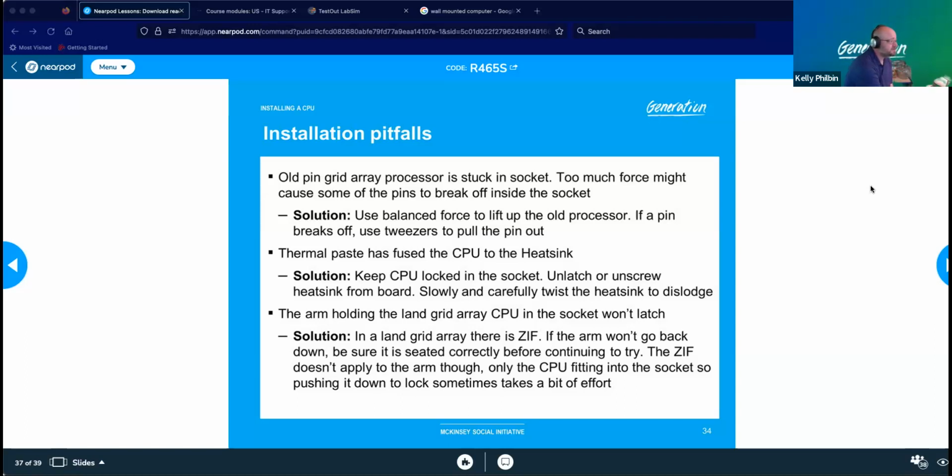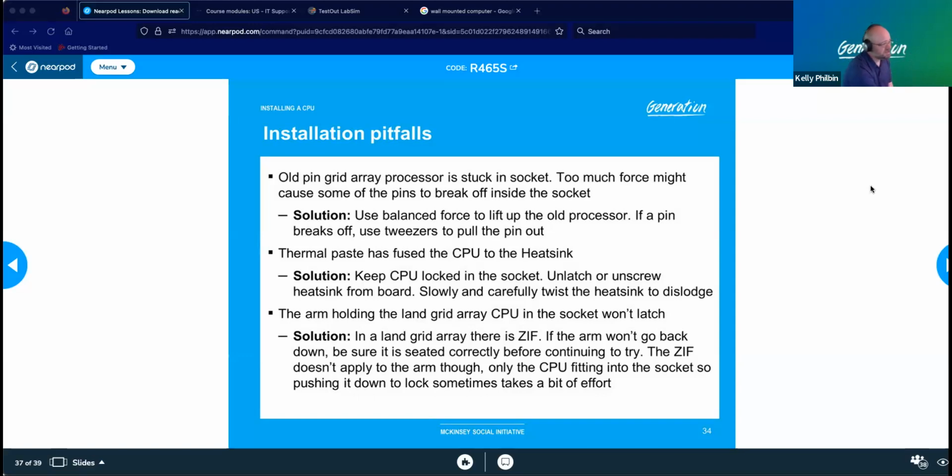Well, some pitfalls you may come across: old pin grid array. So if you have an AMD processor and it's stuck in the socket, you've got to be careful, because if you use a little too much force and you pull it out, you might break off some of the pins inside the socket. To try to avoid this, use balanced force when pulling it. Don't try to wrench it and twist it off. If you're lucky, if you break off a pin, you might be able to extract it with tweezers. But I wouldn't bank on that.